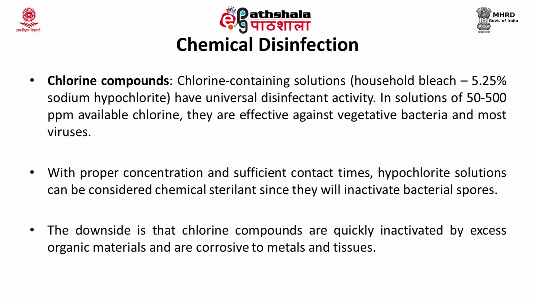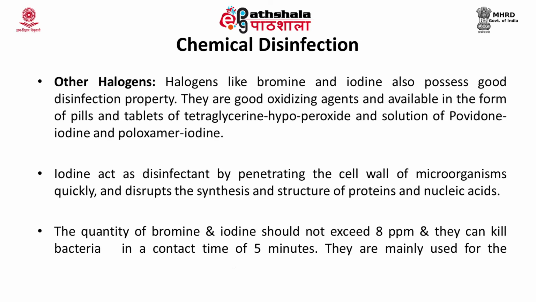They are also producing an obnoxious odor, and its presence is an environmental concern. Other halogens like bromine and iodine also have good disinfection properties. They are also good oxidizing agents and are available in the form of pills and tablets. A generally used disinfectant is povidone iodine, and as these halogens are costlier than chlorine, their application is limited.